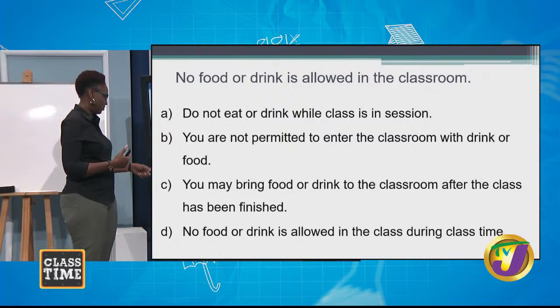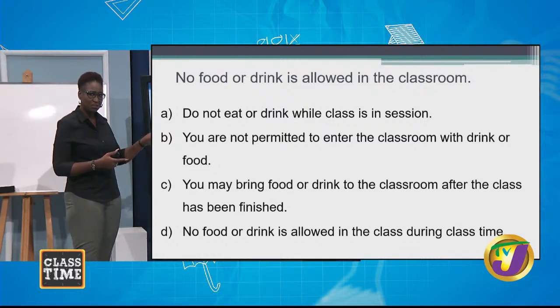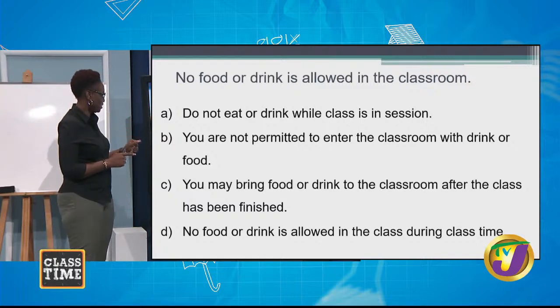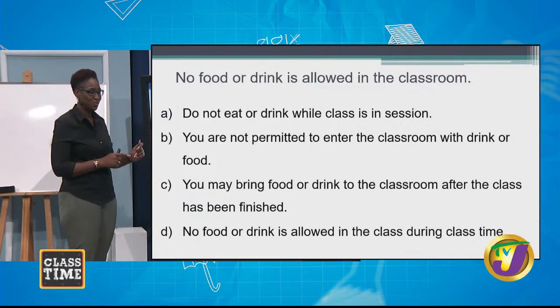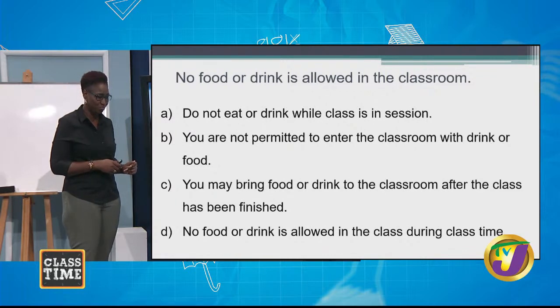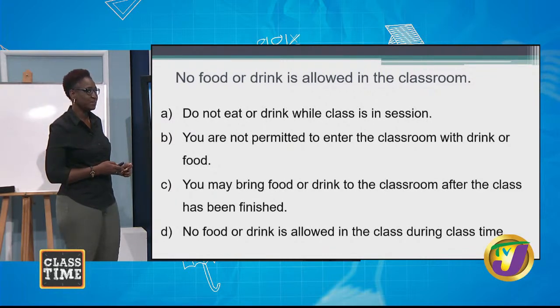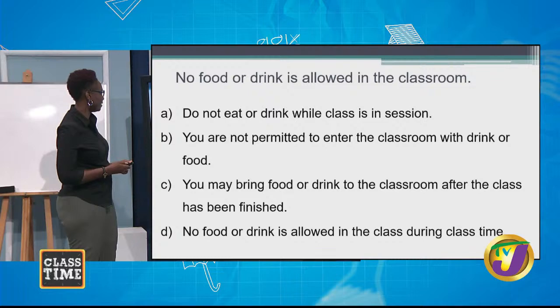Now, if you look carefully, D and A basically mean the same thing. So they're equal to each other, but they are not equal to the original. So your options would be B or C. Now that I've narrowed it down for you, you should be able to tell me which one it is. So let's see if you got it right.